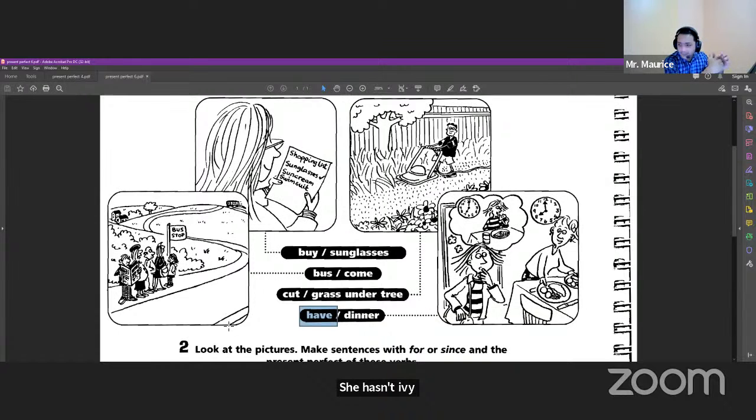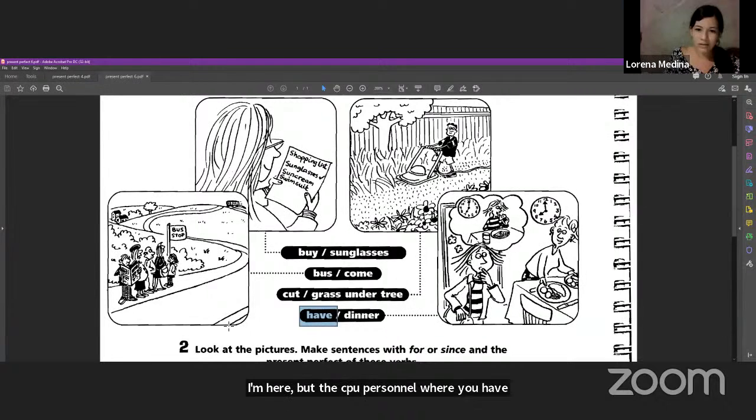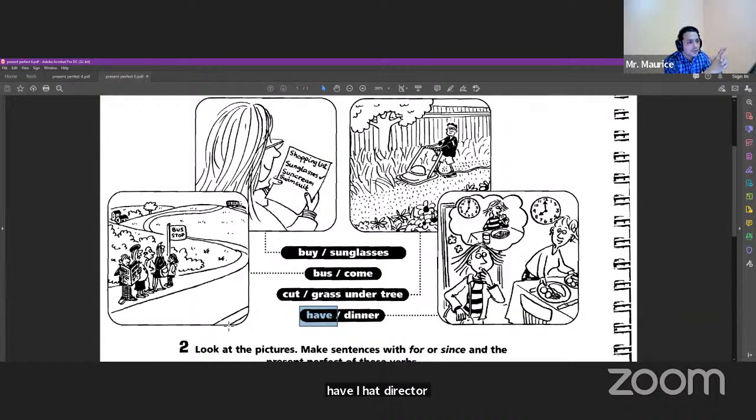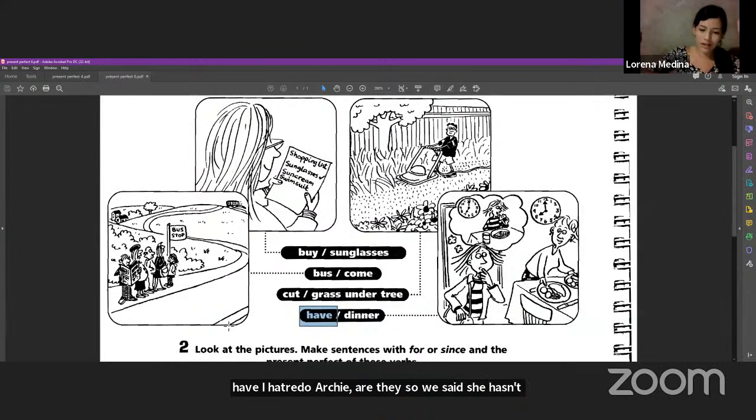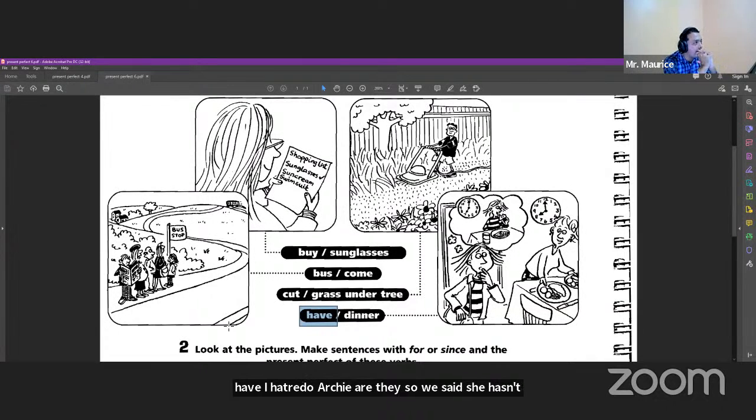Lo demás estaba bien. Participio pasado del verbo have. Had, correcto. H-A-D. So we said she hasn't had dinner yet. Ok, estructuralmente está bien, pero observe bien la imagen. Si usted me dice eso, estructuralmente está excelente. No hay error. Pero observe la imagen. Al parecer la chica en la imagen ya ha comido. Y ha llegado a casa y la dama le ha vuelto a servir. Quiere decir que ella ya ha merendado.